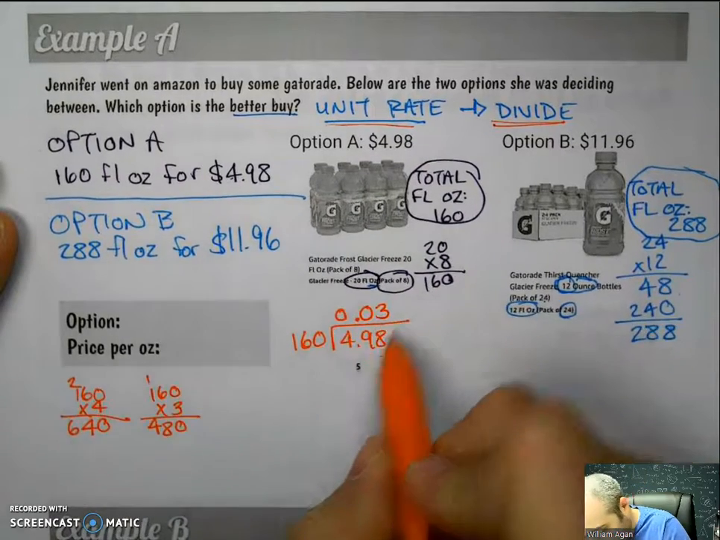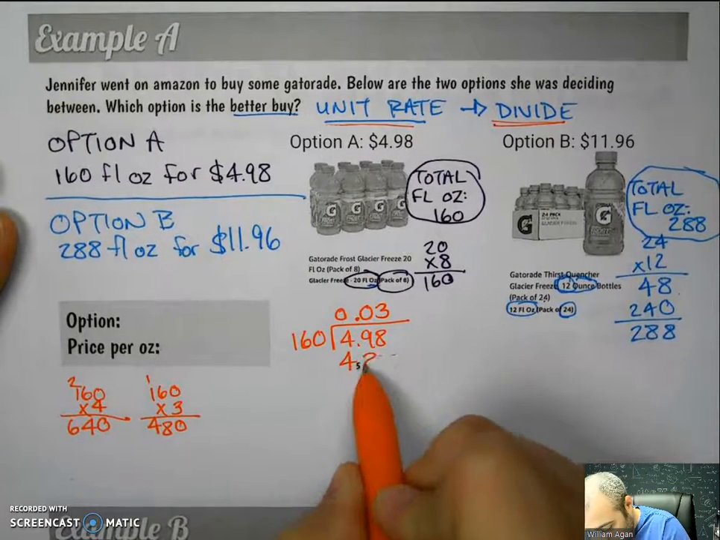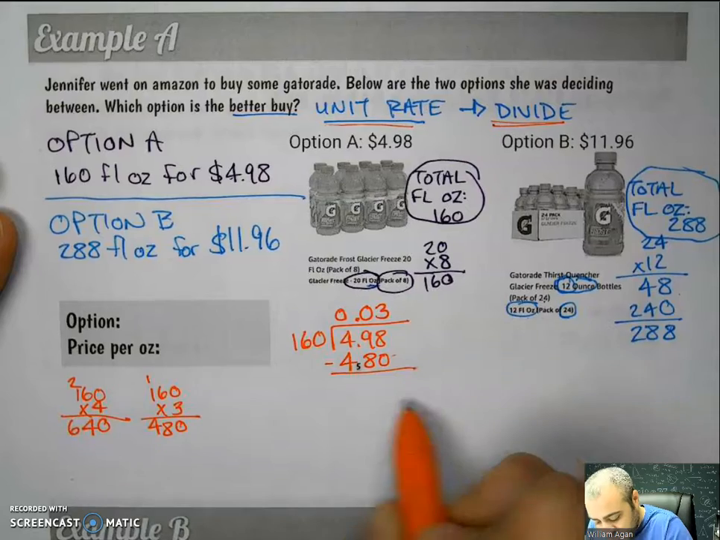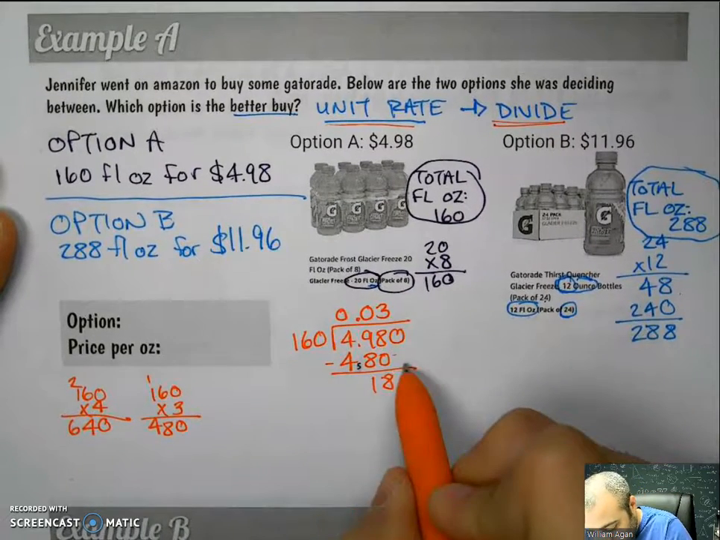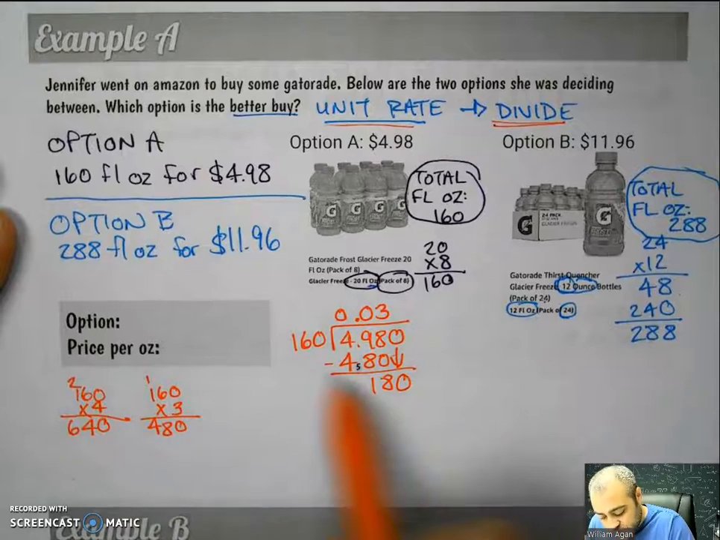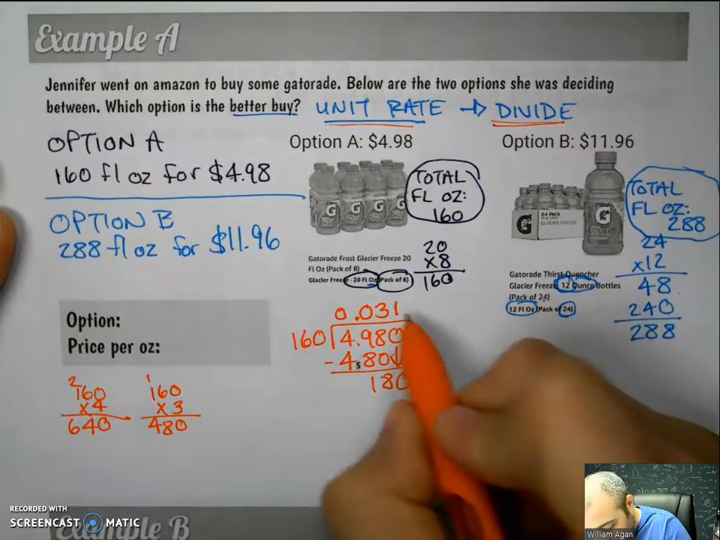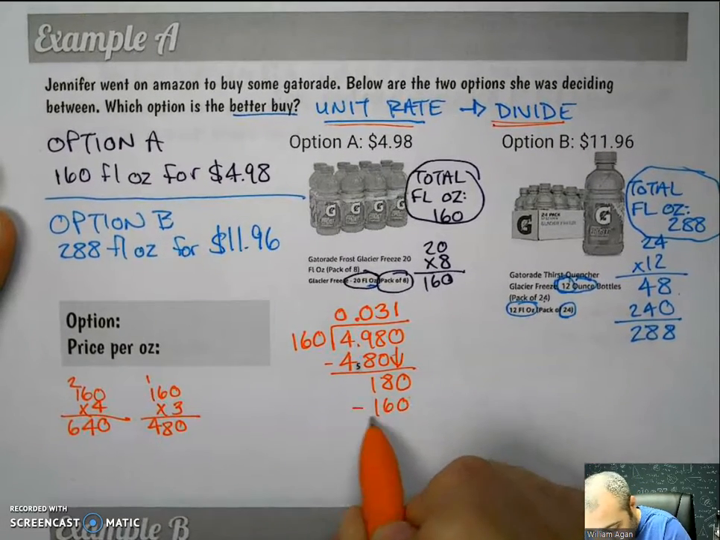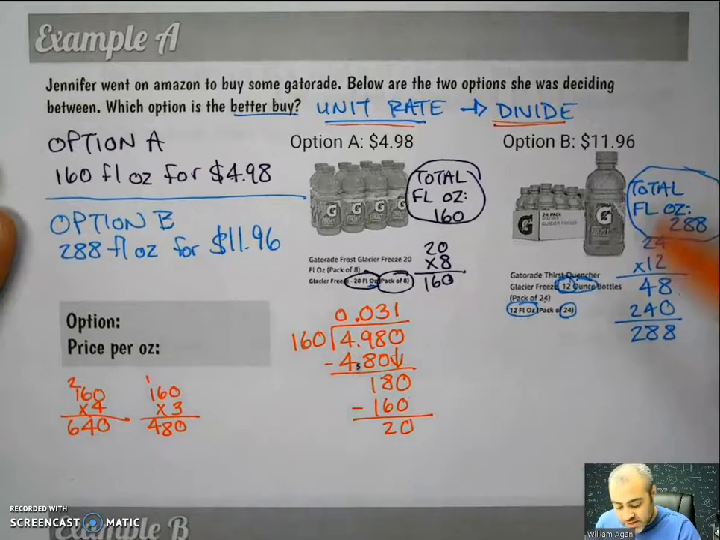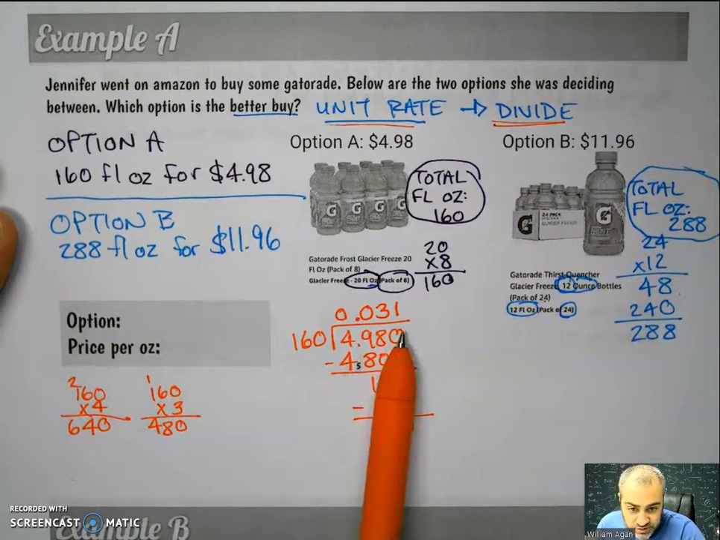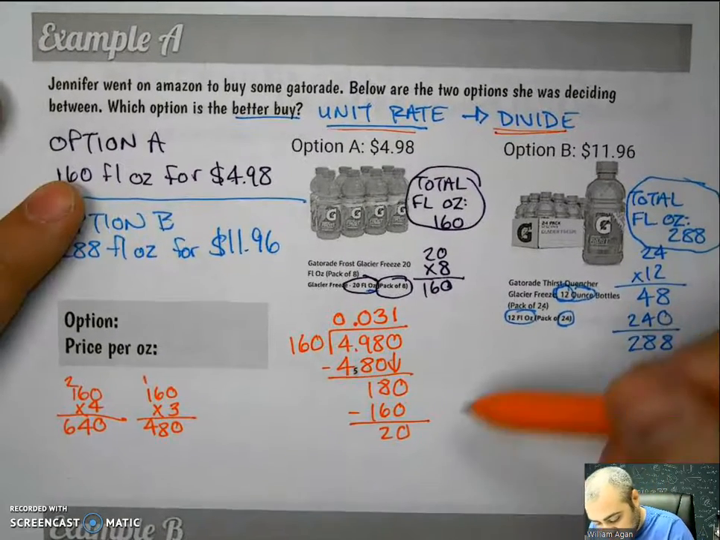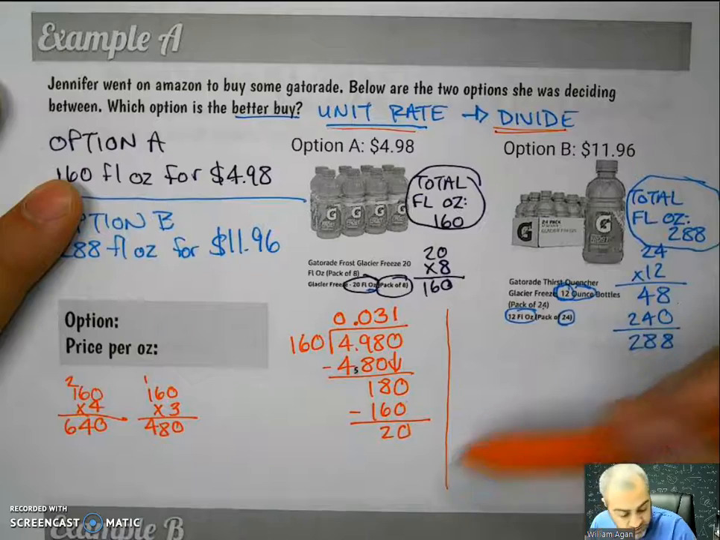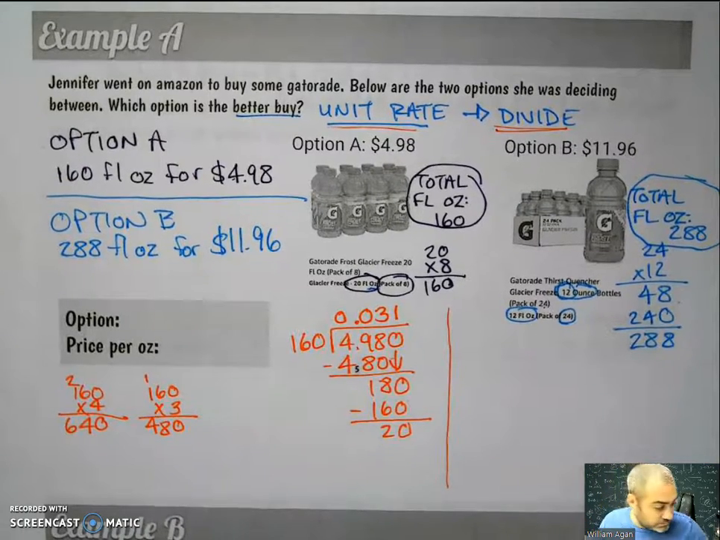So this is going to be 3, 480. Subtract, and I get 18. I need to add one more 0, and 160 goes into 180 one time. Now, since we're talking about money, I don't need to go any further than this, because at this point I could round. All right, so I'm just going to mark that off, and now I'm going to go to option B.